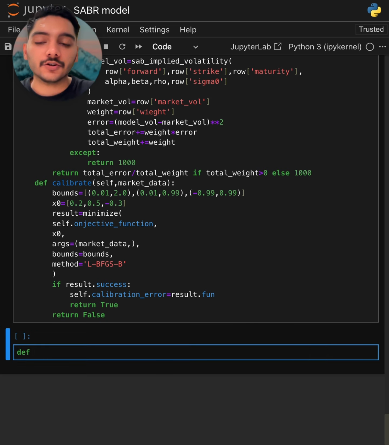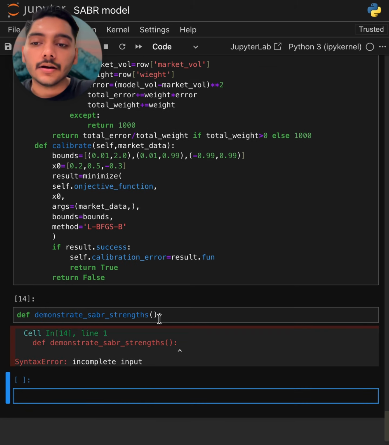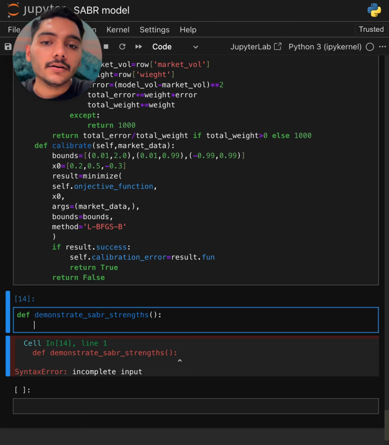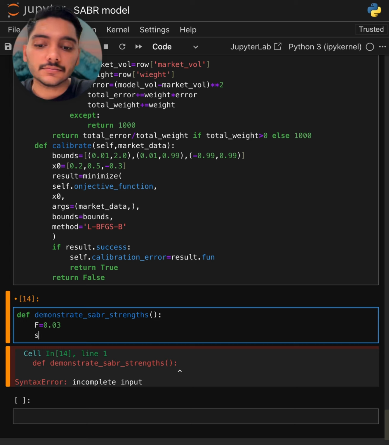So I will define a function for that also. We'll demonstrate SABR strengths, and let me take f equal to 0.03. So, developing market, the normal choice.